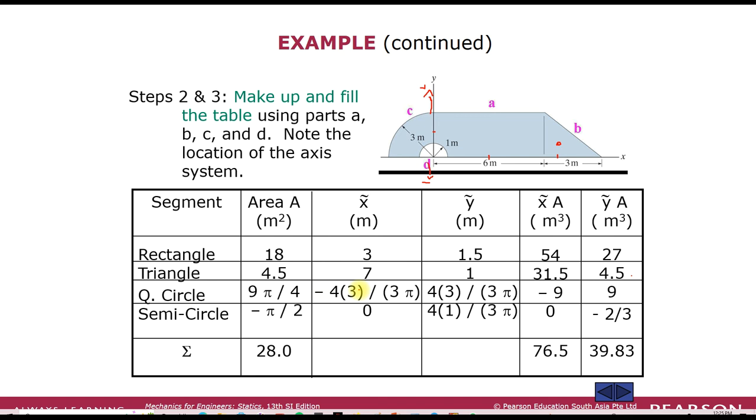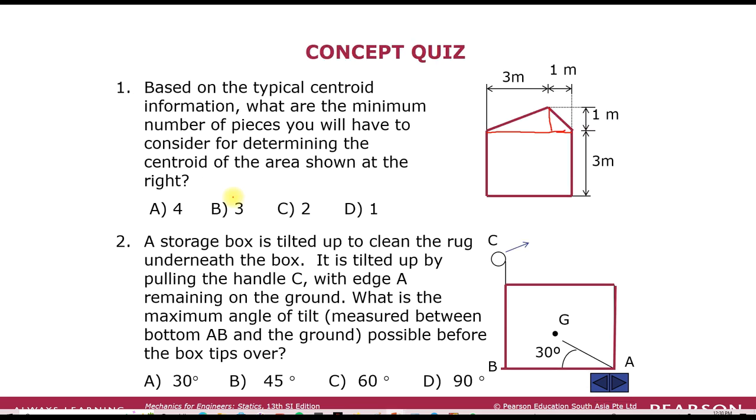Also, if the solid support is tilted up to clean the rug underneath the box, it is tilted up by pulling the handle, see here with the edge A remaining on the ground. What is the maximum angle of tilt, measured between bottom A and B on the ground, possible before the box tips over? Over here the answer is the box can tip over.